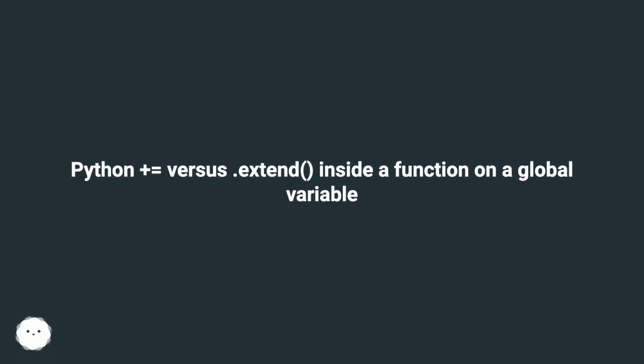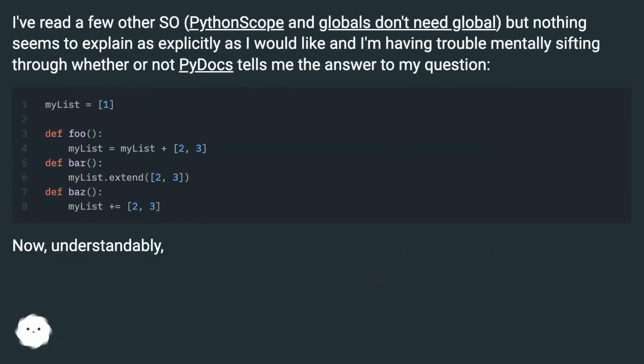Python plus equals versus dot extend inside a function on a global variable. I've read a few other questions, like Python scope and globals don't need global, but nothing seems to explain as explicitly as I would like, and I'm having trouble mentally sifting through whether or not the Python docs tell me the answer to my question.